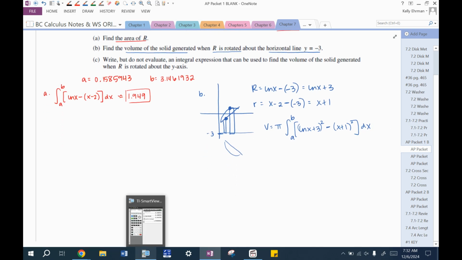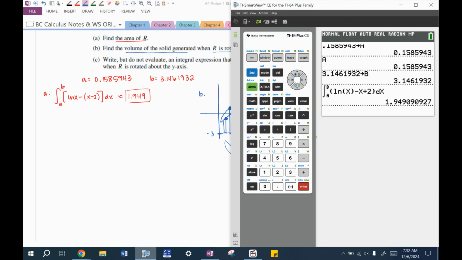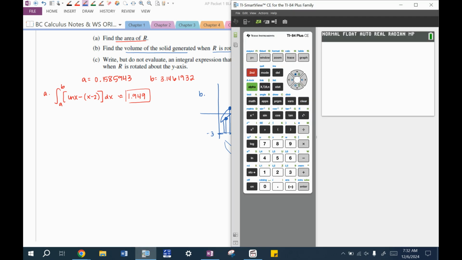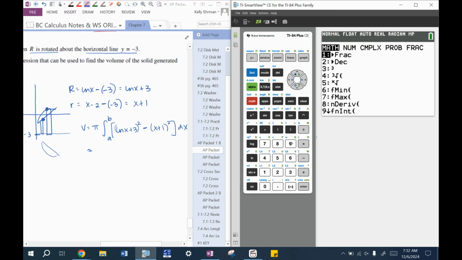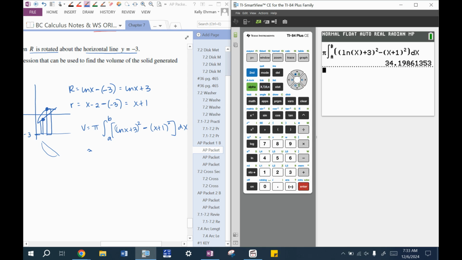All right, so let me go back to my calculator. So pi, math 9, A to B, because I've already stored those, parentheses, natural log x, close that out, plus 3, parentheses, squared. Minus x plus 1 squared, dx, 34.199.